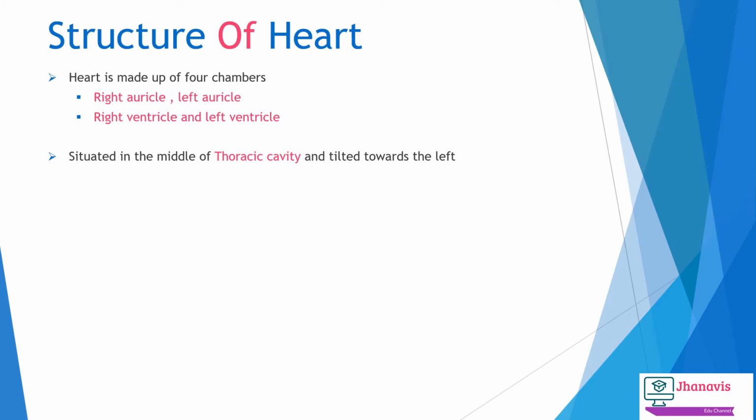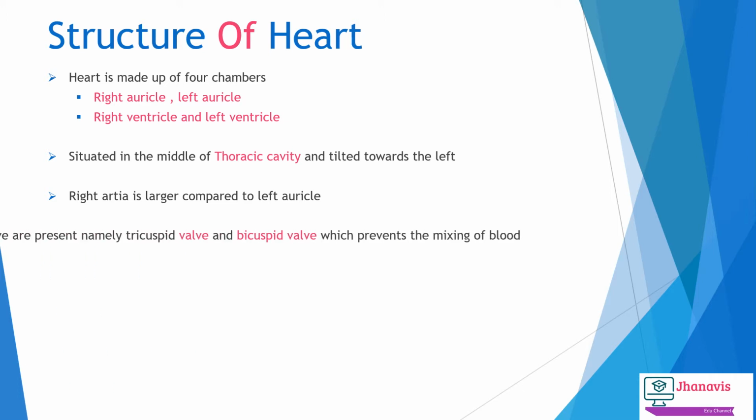So when we compare the right auricle and the left auricle, the right atrium or the right auricle is a little bit larger when compared to the left auricle. And the heart is made up of four chambers, which I've already told you. Between these chambers, for example between the right auricle and the right ventricle, there is one valve which we call a tricuspid valve. Same thing between the left auricle and the left ventricle, there is another valve which we call a bicuspid valve.